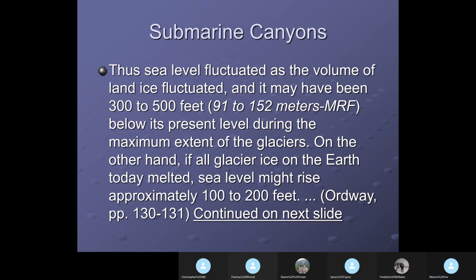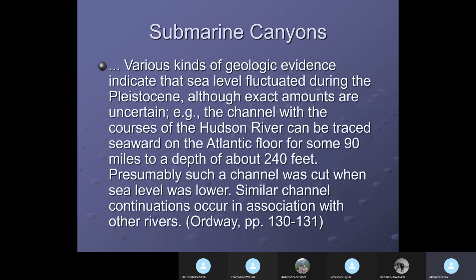Okay. And various kinds of geologic evidence indicate that sea level fluctuated during the Pleistocene, although exact amounts are uncertain. That is, for example, the course of the Hudson River can be traced seaward on the Atlantic floor for some 90 miles to a depth of about 240 feet. Presumably, such a channel was cut when sea level was lower. Similar channel continuations occur in association with other rivers. But the problem is it goes down more than 600 feet. Some of these channels do. And so that won't fit this.